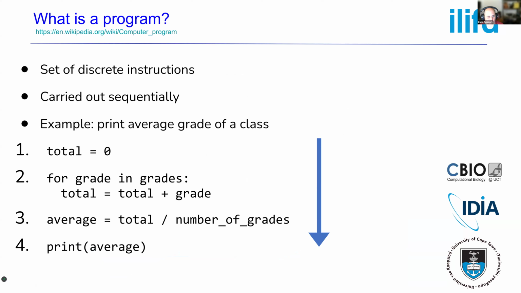So the simple algorithm would be, we initialize some value, total, to 0. Then for each grade in the set of grades, we add the value to the total. So the total is total plus grade. And we loop through each of those grades. And once we've done all the values in this set, we find the average by dividing the total sum by the number of grades, and then we print it out. So that's pretty trivial, and I'm sure you could have done that 15 years ago without much difficulty.